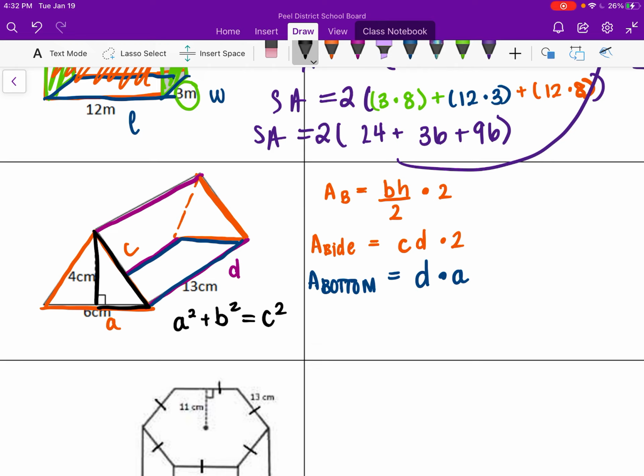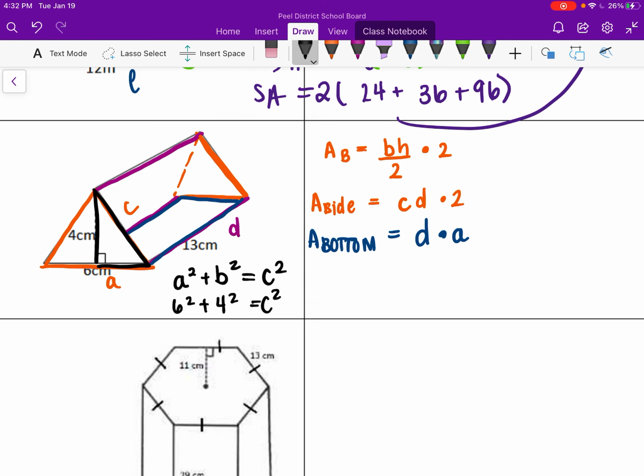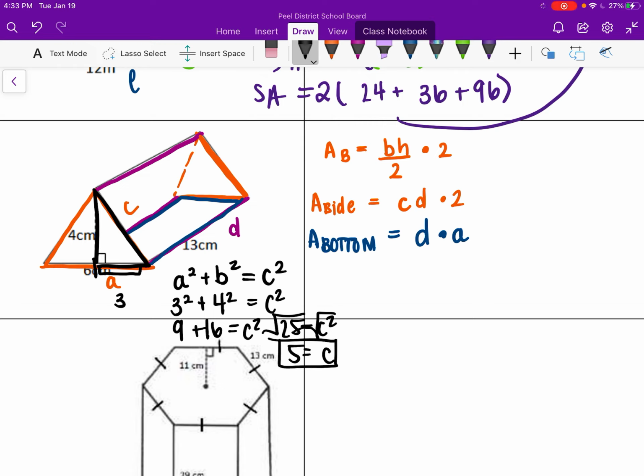So I have A, which is 6 squared plus 4 squared equals C squared. Oops, sorry, it can't be 6 because this is 6 centimeters and we want half of that. So the distance from here to here is actually 3. So I'm going to do 3 squared plus 4 squared equals C squared. And we've seen this before, so 9 plus 16 equals C squared. 25 equals C squared. So we know C is 5. Right, so this side length is going to be 5.